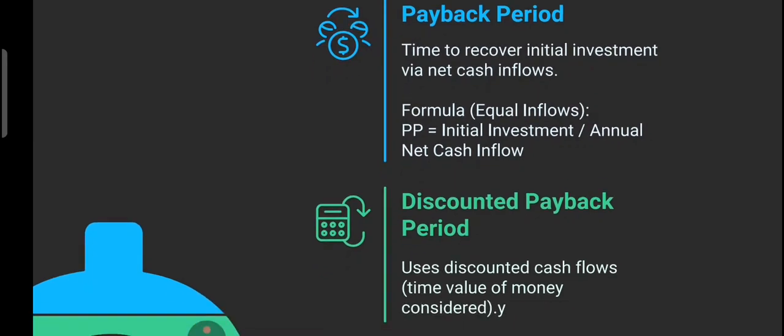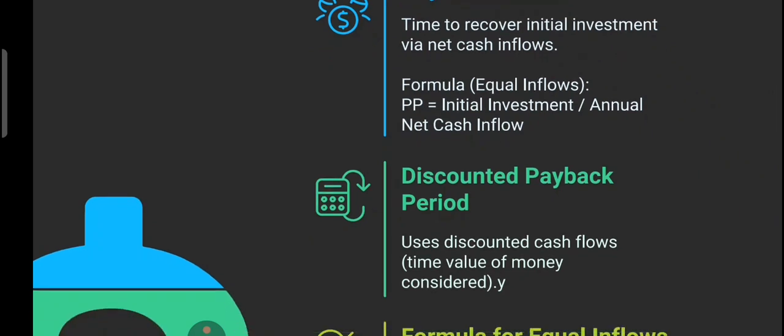The formula is quite simple. In the numerator you write your initial investment, in the denominator you write the annual net cash inflow. So this will give you the time period after which you will be able to receive back your investment amount.